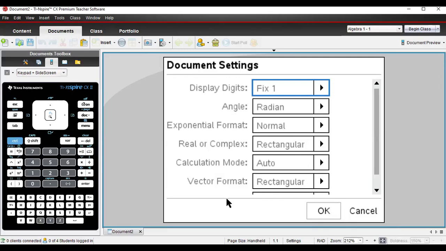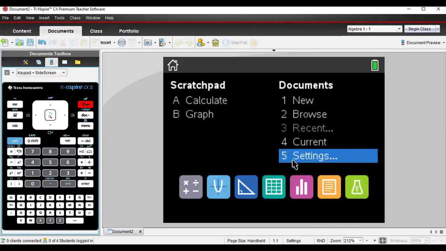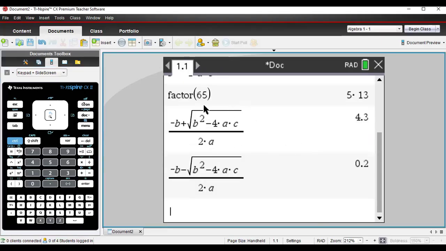But once you've done that, you just go back to your current problem, and then you just type in the quadratic formula, and it's going to round it for you.